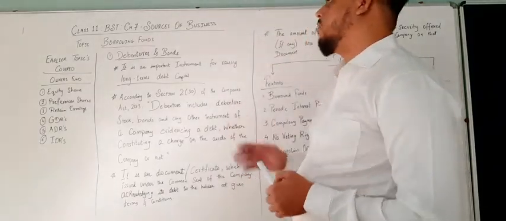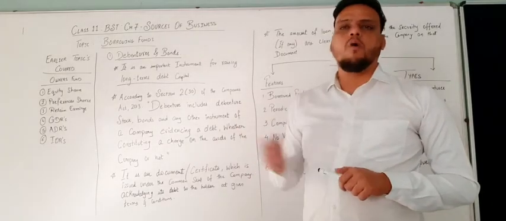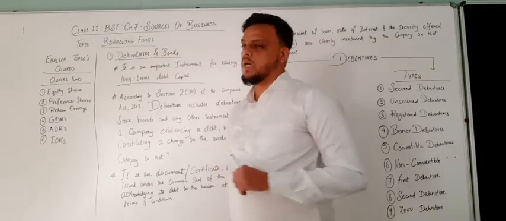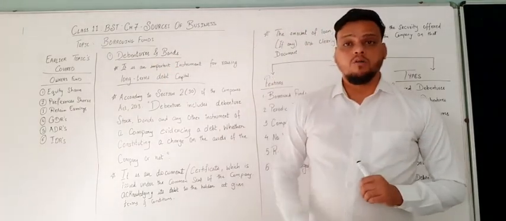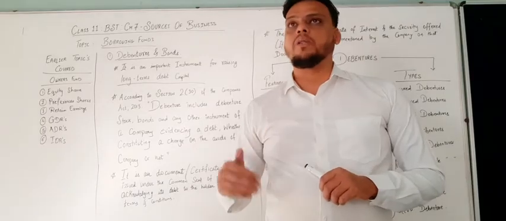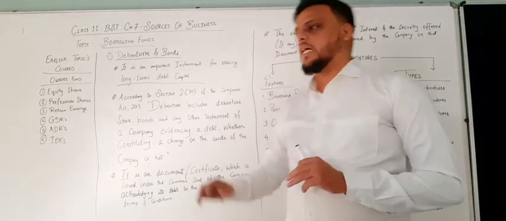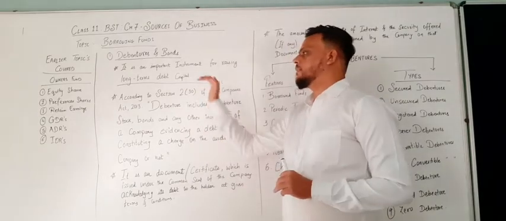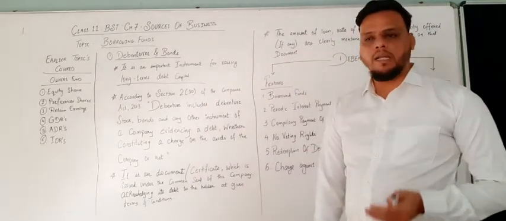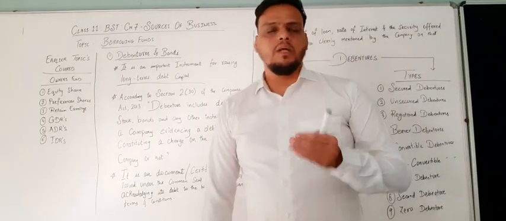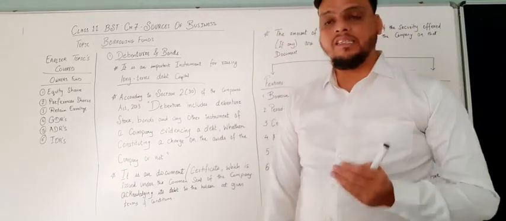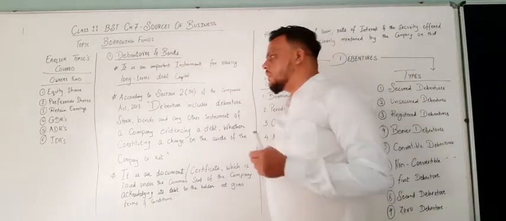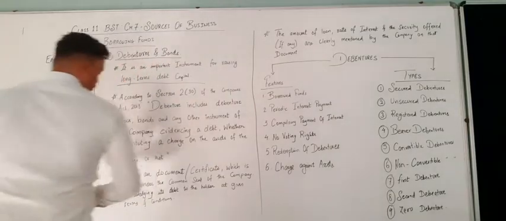As in accounts you have studied about long-term borrowings and short-term borrowings, debentures and bonds are long-term borrowings. Long-term borrowings means it will take more than 1 year, and the money continues to be used by the company as long-term debt capital. They use this money, but while using it, they have to provide interest to the debenture holder or bond holder. Now, what definition is there?